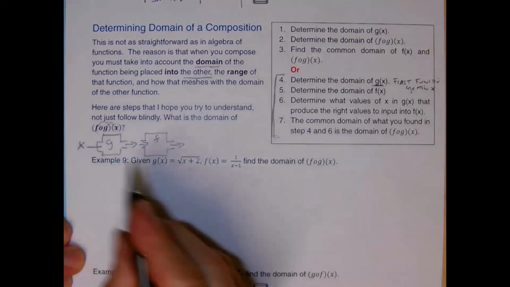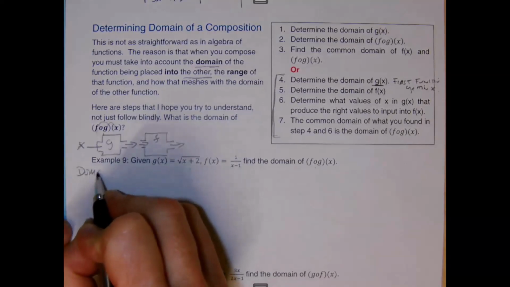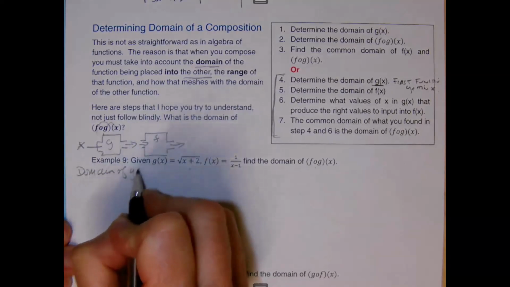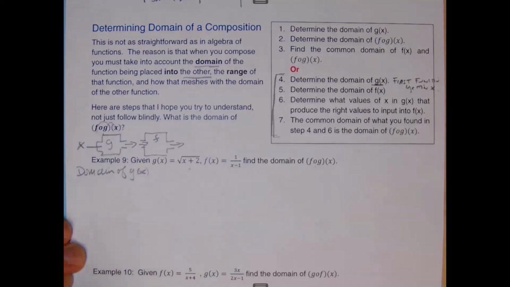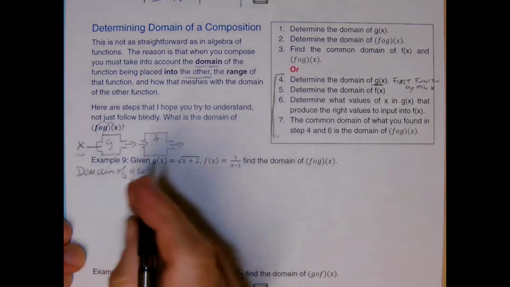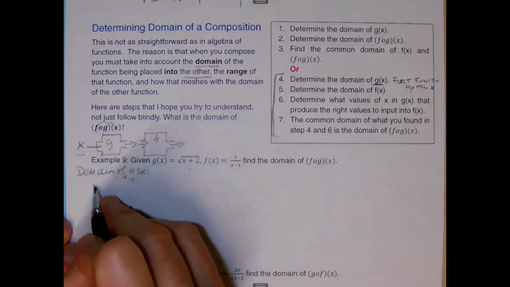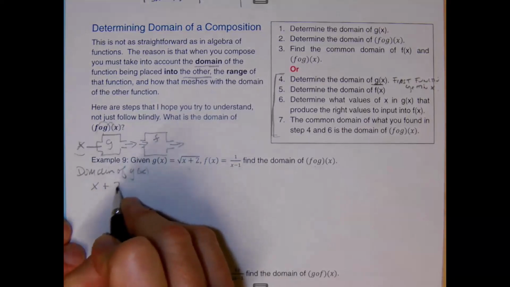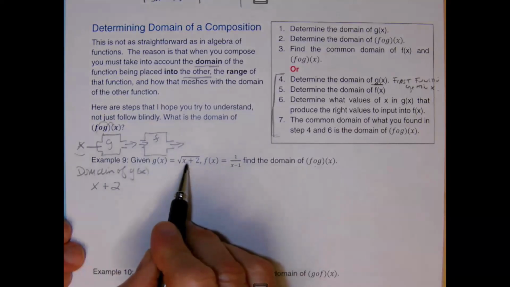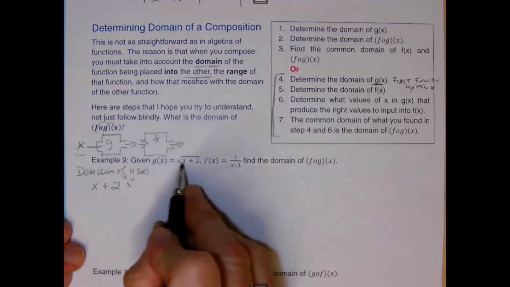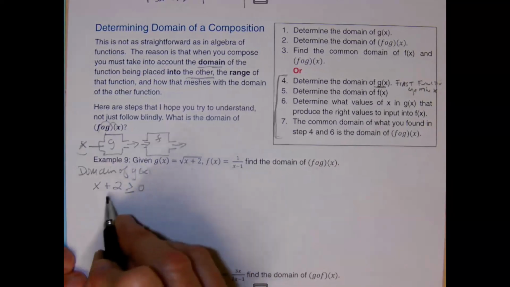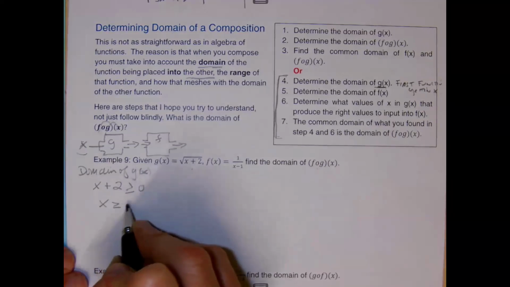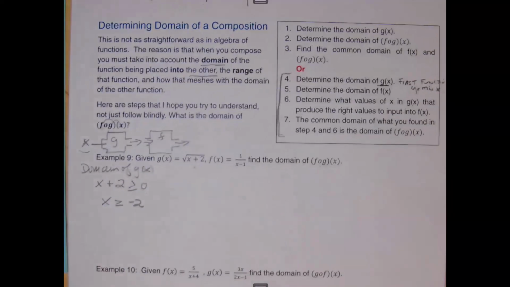So if I want to find the domain of this, I need to find the domain of g of x, not because g is anything special, but because it is the first function getting a hold of my input. I can see that it's a square root function. If you recall, you cannot have a negative number inside the square root. The smallest it can be is 0. So x plus 2 must be greater than or equal to 0. I subtract 2 from both sides, and I get x greater than or equal to negative 2, and that is the domain of g of x.